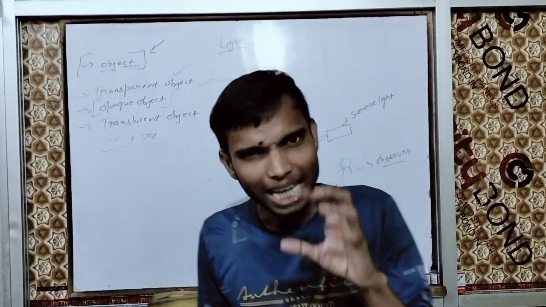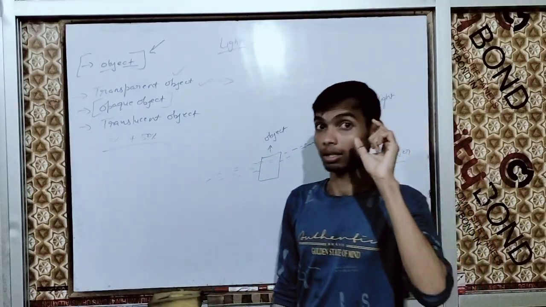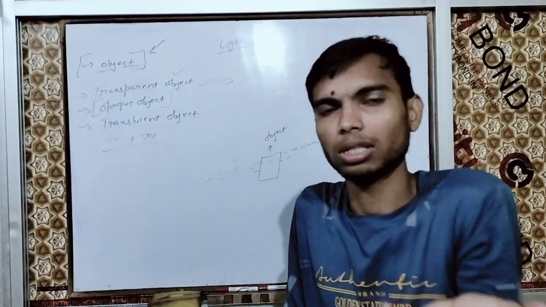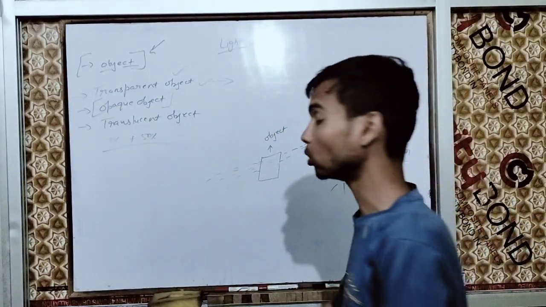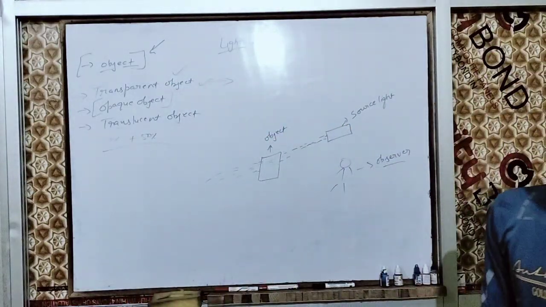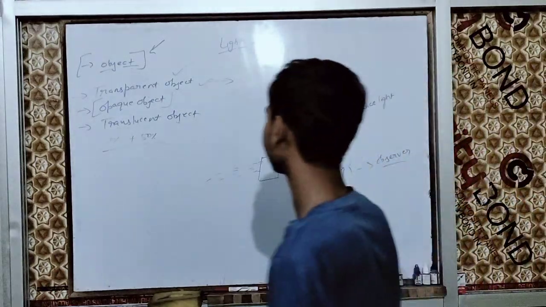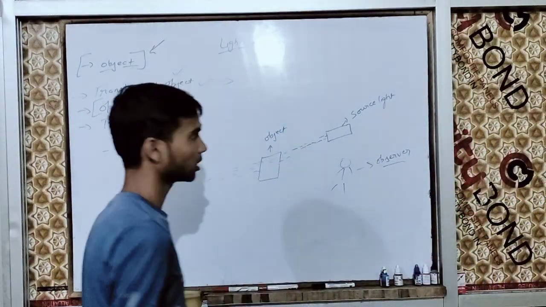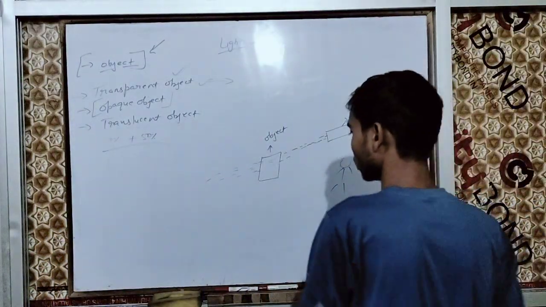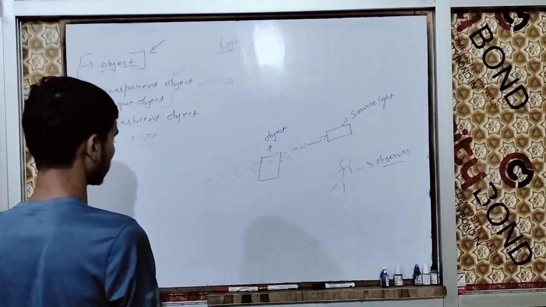An object which can give a clear view, but there are a lot of more objects which cannot give a clear view, then those objects will be considered as translucent objects. So these three are done by us. Now I think we should move towards the next topic, which is reflection of light.